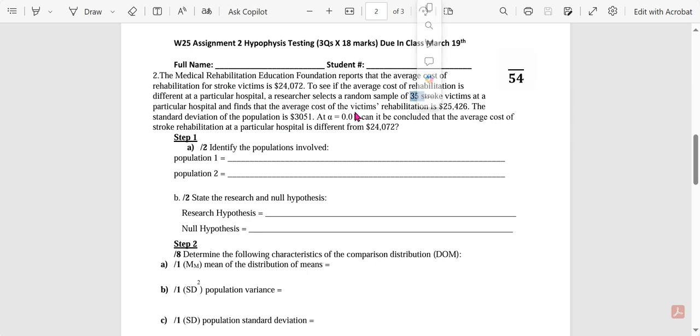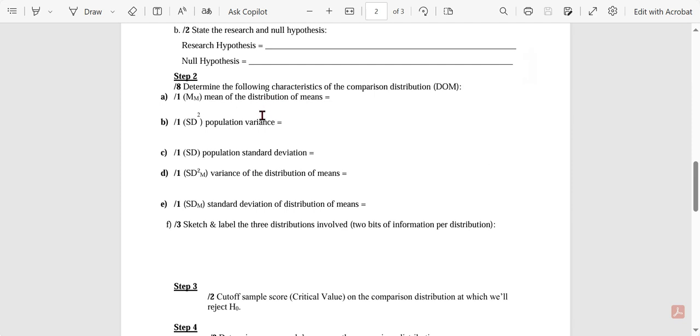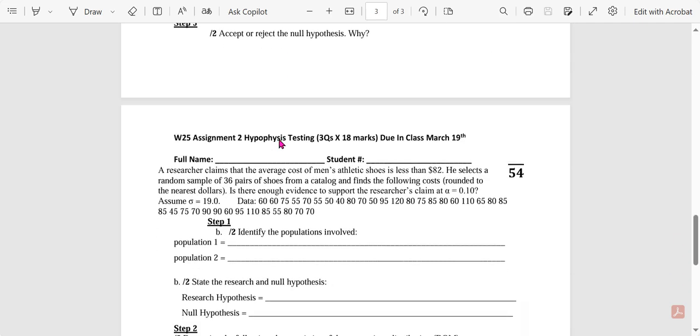So, there's your mean of your population, okay? Sample size, 35. This is the mean of your sample, all right? And then there's your standard deviation of your original population. All right, so there's your two populations. Research, null, everything is all here. Okay, calculate it out and away you go.